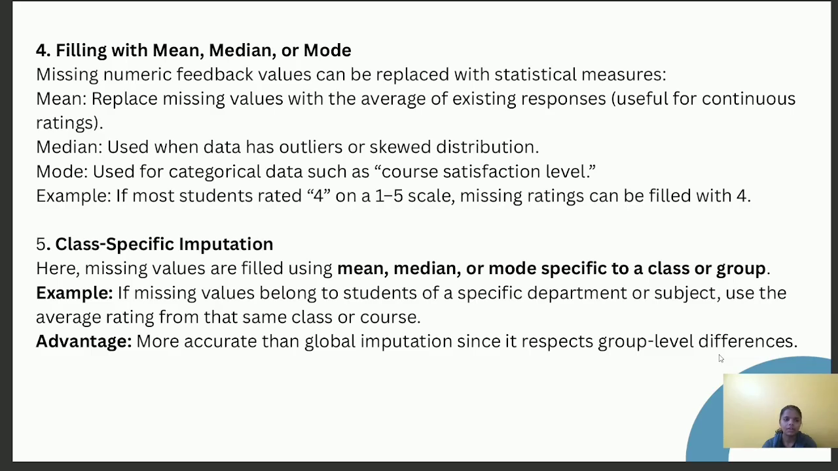Now the fifth one, class specific imputation. Here missing values are filled using mean, median or mode specific to a class or a group. Example, if a missing value belongs to students of a specific department or subject, use the average ratings from the same class or course. The advantage is that it is more accurate than global imputation since it respects group level differences.